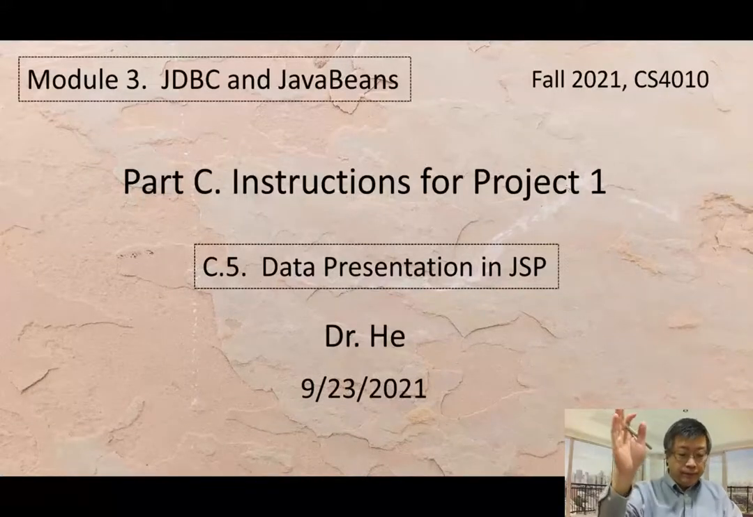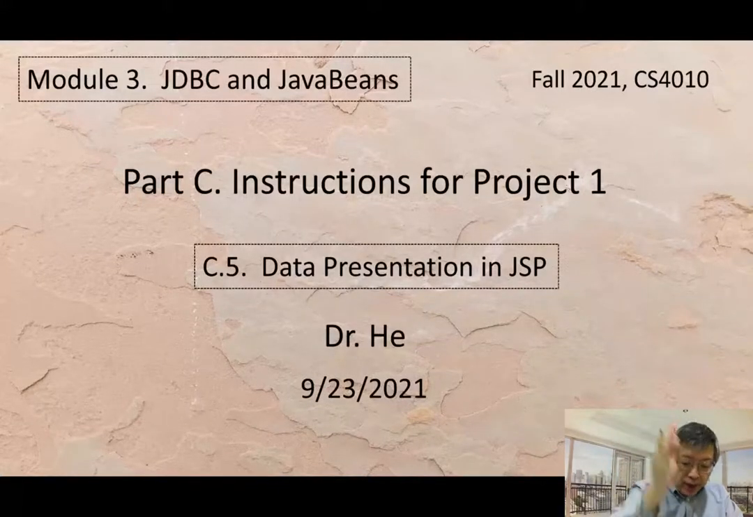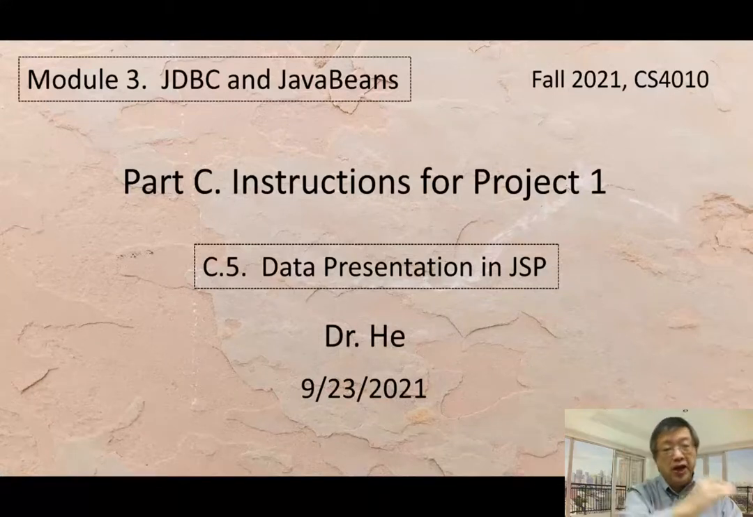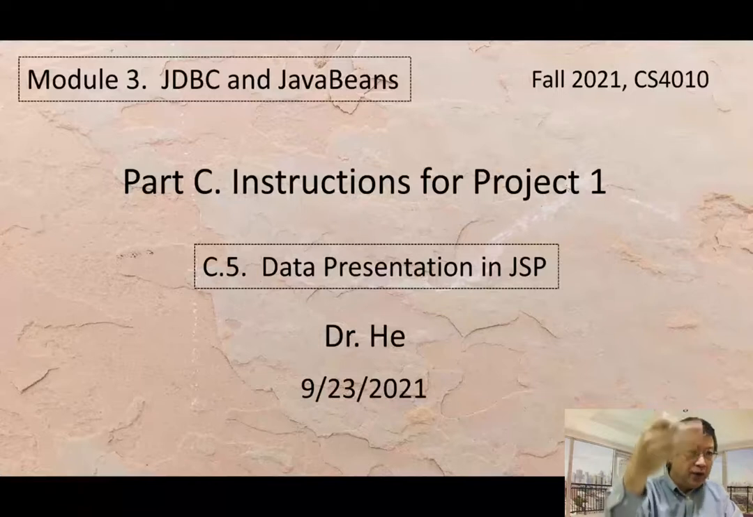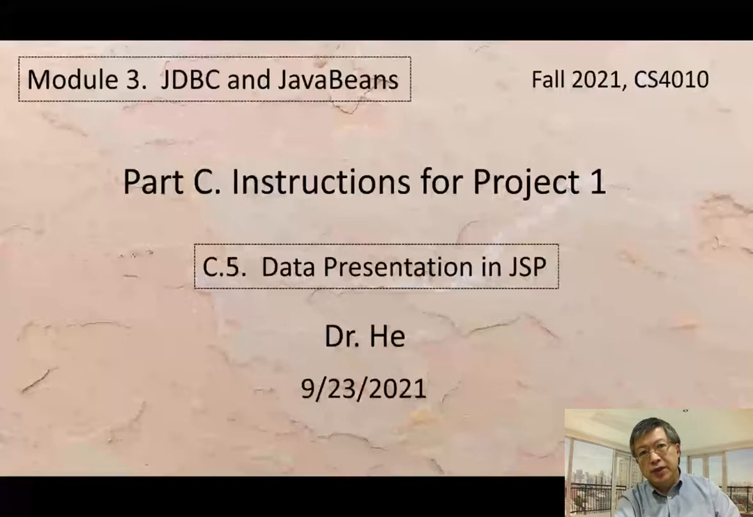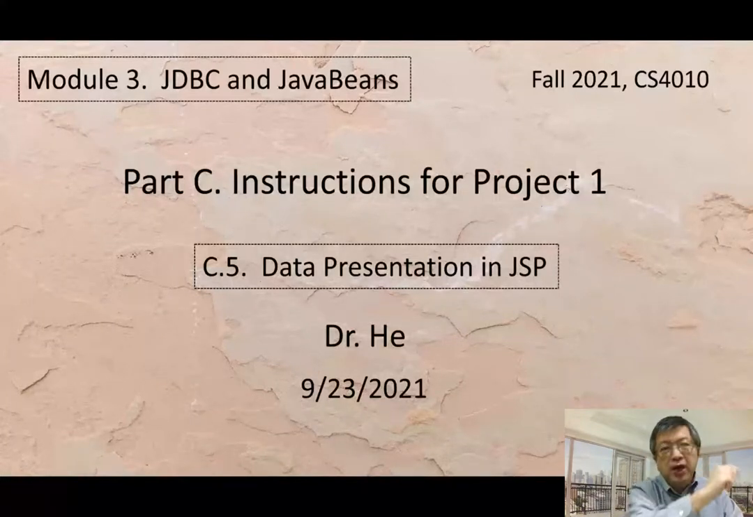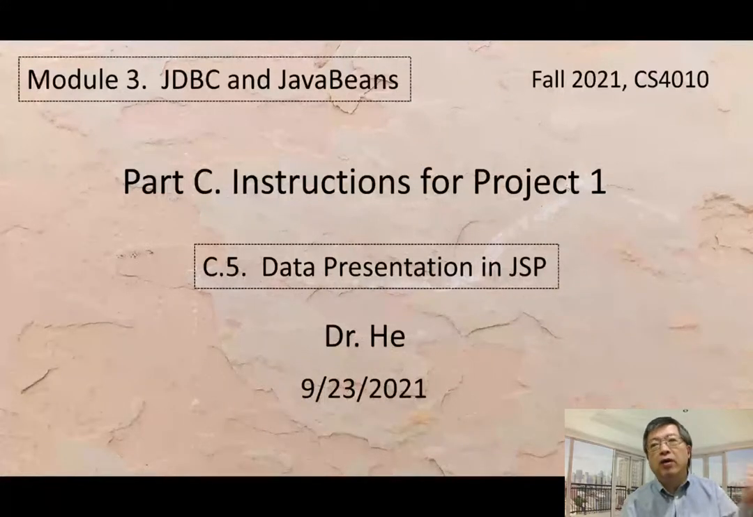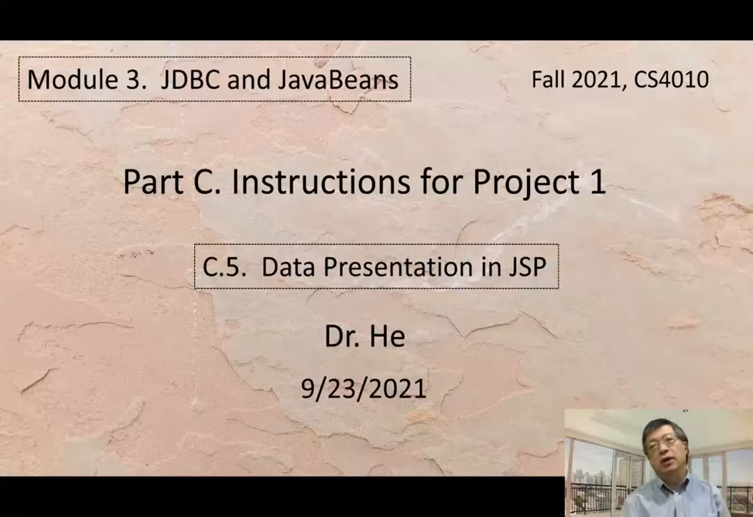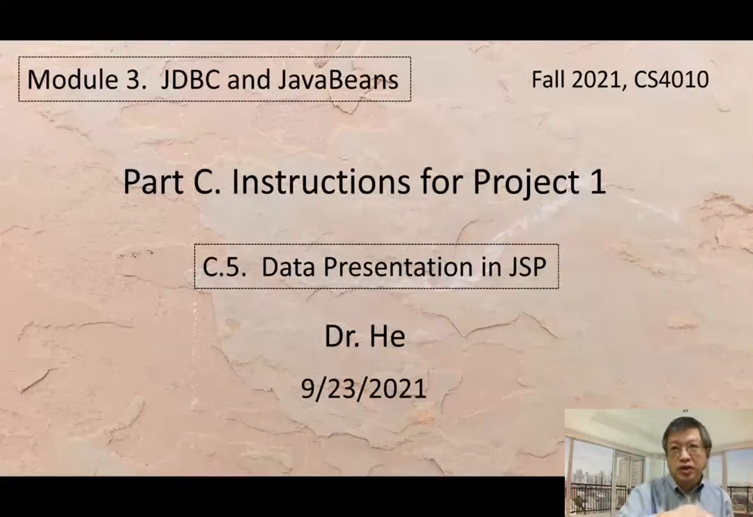C.5 of Module 3, Data Presentation in JSP. So this is the last video of our Project 1 instruction video. In this last video, I talk about the JSP part. We only have one JSP, although we have a simple welcome page, but the real main one, this one, lists all the data.